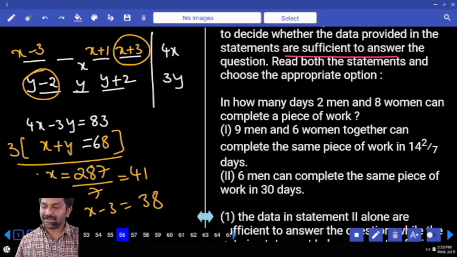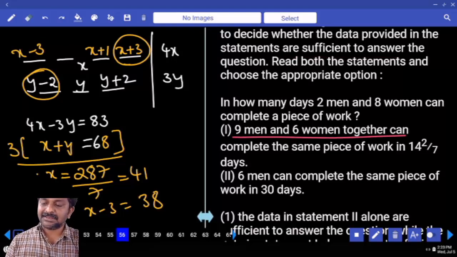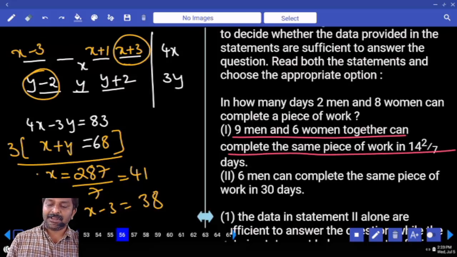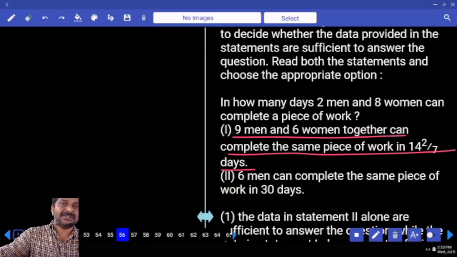Yes? Now let's see. 9 men and 6 women together can complete the same work in 14 2 by 7 days. Is this sufficient to answer the question? Tell me why. We have information regarding total work, but the efficiency ratio between men and women is not there. So hence we cannot answer the question.